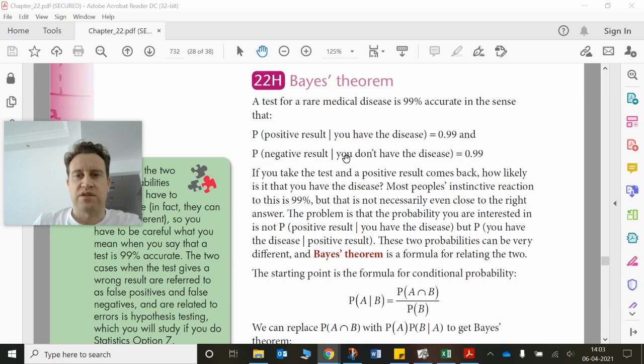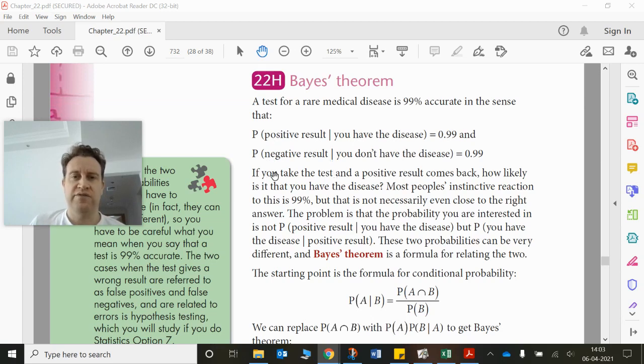So there you go. There's two probabilities there. The probability of a negative result, given that you don't have the disease, is 0.99. So it's 99% accurate in both senses. It's 99% accurate for a positive result, and it's 99% accurate for a negative result.